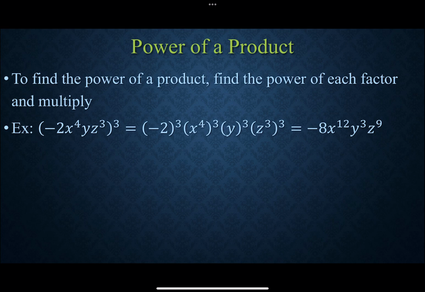Negative 2 cubed is our negative 8. x to the fourth to the third, multiply, we get x to the 12th. y is really y to the first, so 1 times 3 is 3, hence y cubed. And then for z, 3 times 3 is 9, hence z to the 9th.